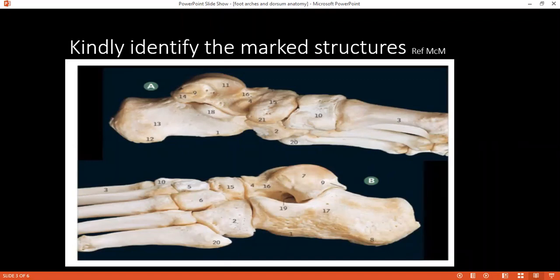Can you please identify 19 in picture B? That is the tarsal sinus. What is the significance of this? The tarsal sinus contains adipose tissue and nerve endings. Therefore, it is a mechanoreceptor of the ankle joint. Repetitive injuries can cause tarsal sinus syndrome.